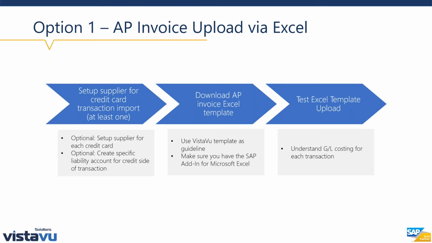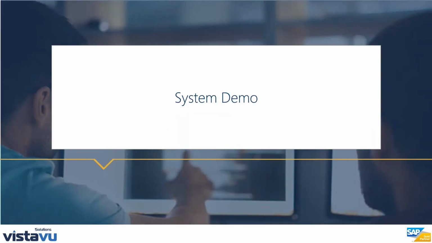Great, so the next step would be to download the supplier invoice Excel template. It's very simple. Just make sure that you have the SAP Business ByDesign add-in for Microsoft Excel downloaded and installed beforehand. And thirdly, you'll just have to test your template to make sure that you understand the GL coding and everything. So with that said, let's jump into the system.